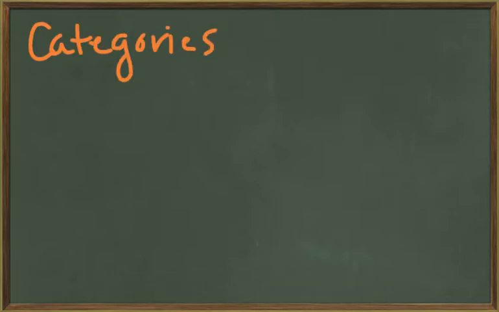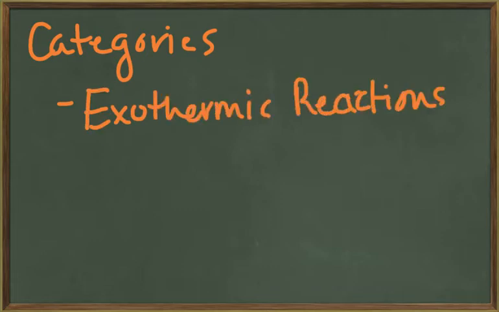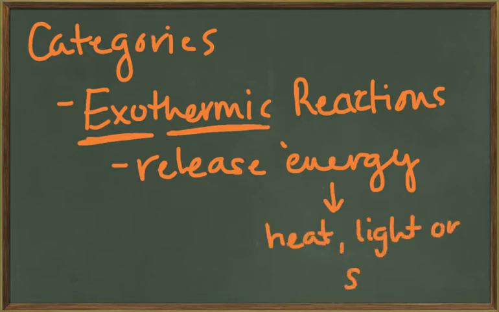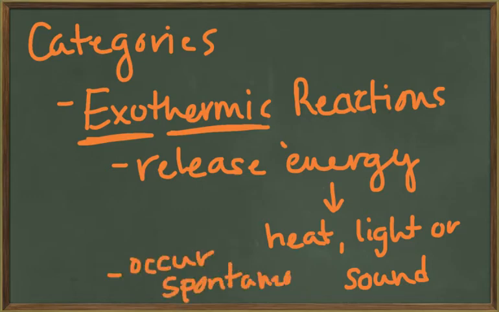Now for the categories. There's 2 major categories for a chemical reaction. One category makes energy. One category needs energy. Let's talk about the one that makes it first. Exothermic reactions. Because it says exo and thermic, which means giving off heat, you now know the definition of this. These reactions release energy. This energy can be in the form of heat, light, or sound. These reactions also occur spontaneously. Love that word.